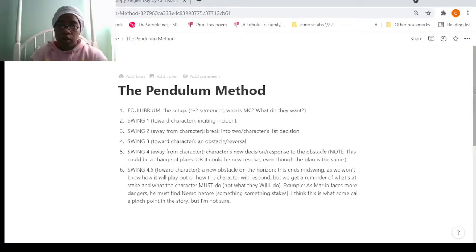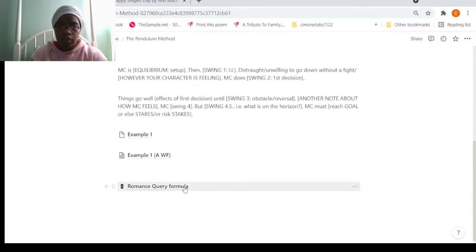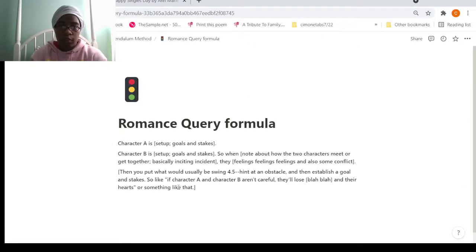And then we have our romance query formula, which I'm going to show you pretty quickly because I have a real world example here. So the romance query formula looks like this. Character A is set up, goals and stakes. So you describe character A, tell what they want and what's at stake. Character B is set up, goals and stakes. So you describe what they want and what's at stake.